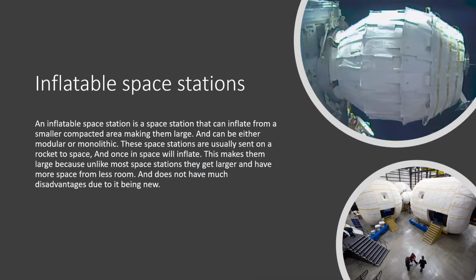For the last type of space station, we've got the inflatable space station. An inflatable space station is a space station that can inflate. That means you can send a rocket up into space, and then once in space, inflate the space station. That means you can have a giant space station made from a small amount of space. And the fabric used to inflate it can also provide protection from solar radiation. There are not many disadvantages, due to the space station being rather new, but there are a few concepts, however.